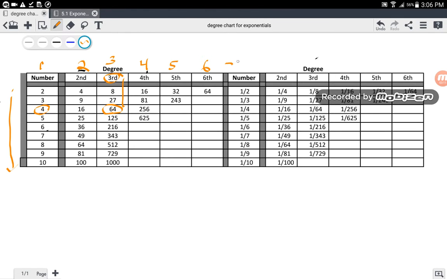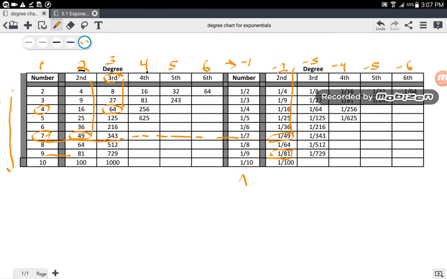On the other side, these are negative exponents. Negative 1, negative 2, negative 3, and all the way down. And these use the same base. Like, say I have 7, let's do this. 7 squared is 49. But if I keep going, 7 to the negative 2 is 1 over 49. It uses that negative exponent rule. You flip it and change the sign. 9 squared is 81. 9 to the negative 2 is 1 over 81.